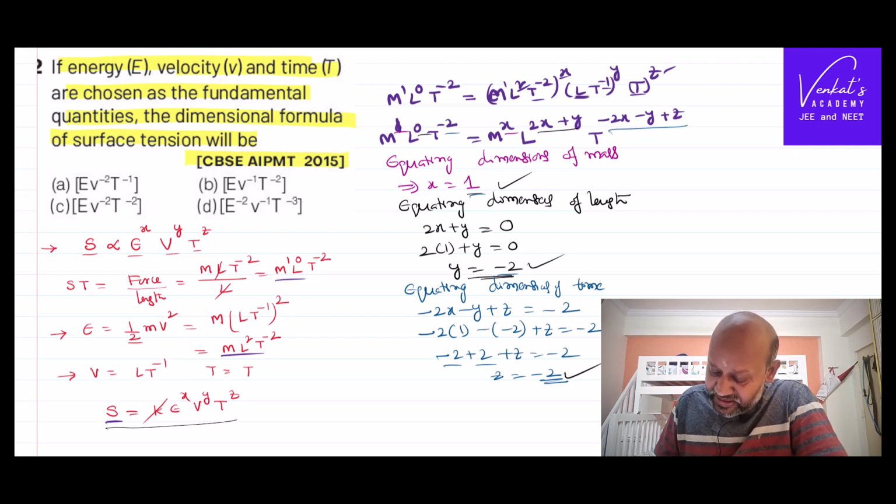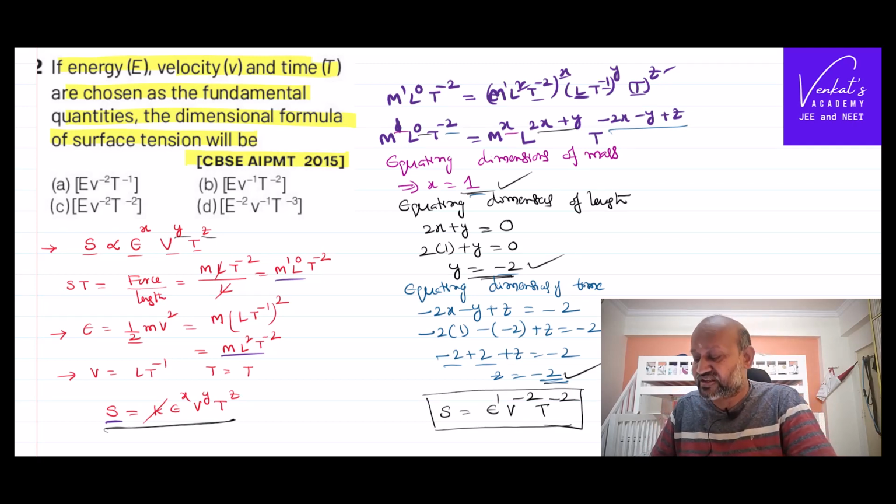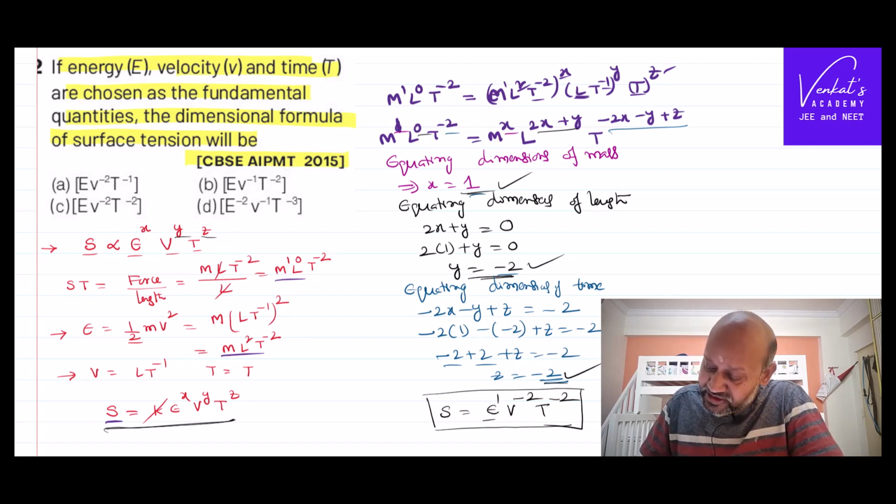Let us substitute them in the relation that is given. It is said that surface tension depends on some constant times energy of unknown power x. But we have found that x value is 1. Velocity unknown power y as we have taken, but we got y equal to minus 2. Time of unknown power z, but we found that z is also minus 2. So the expression of surface tension in terms of energy, velocity and time is energy power 1, velocity power minus 2, time power minus 2.